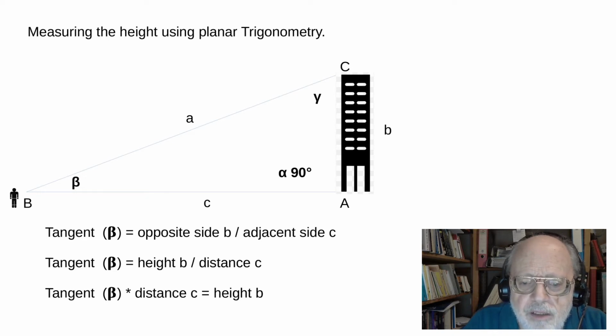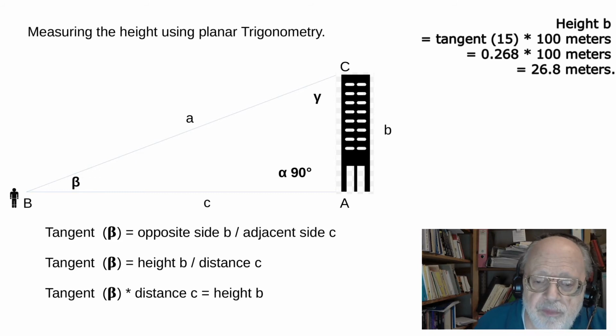For a right triangle the following applies. The tangent of beta is equal to the ratio between the opposite side B and the adjacent side C. We have to find the height B. So we multiply both sides with C and get height B is equal to tangent beta multiplied by the distance C. Don't be afraid of the tangent. A scientific pocket calculator that can calculate this function can be opened in every computer.